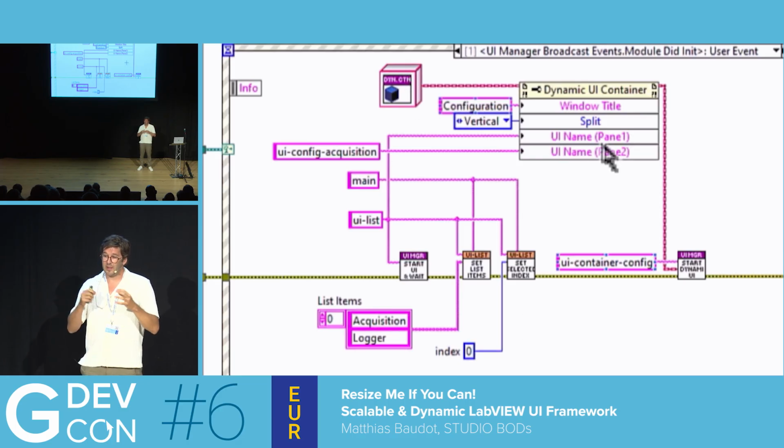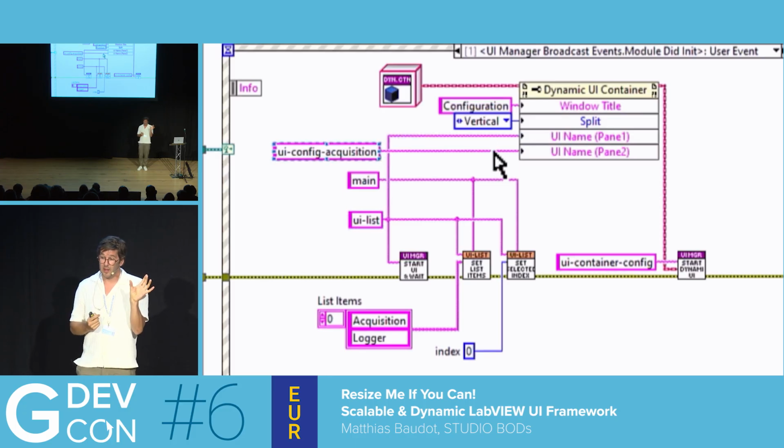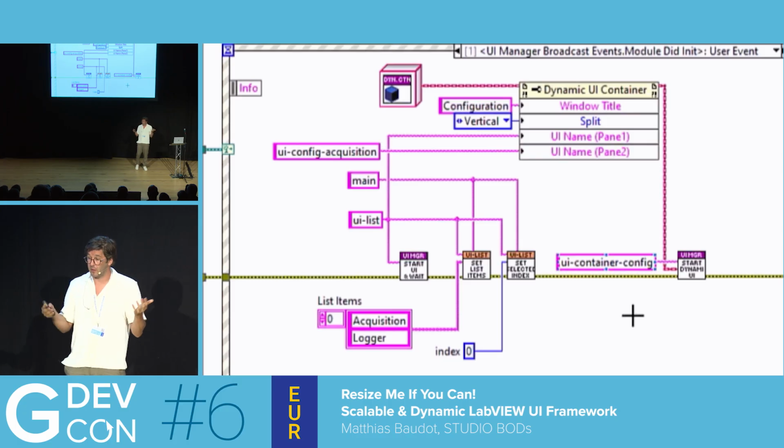And I'm defining a dynamic UI container. The title is going to be the main window. So I put a window title, it's vertical, and pane 1 will show my UI list. Since I selected the first index, in pane 2 I put directly the UI config acquisition. And I'm calling the start dynamic UI function of my UI framework, and the name of that dynamic container is going to be UI container config.